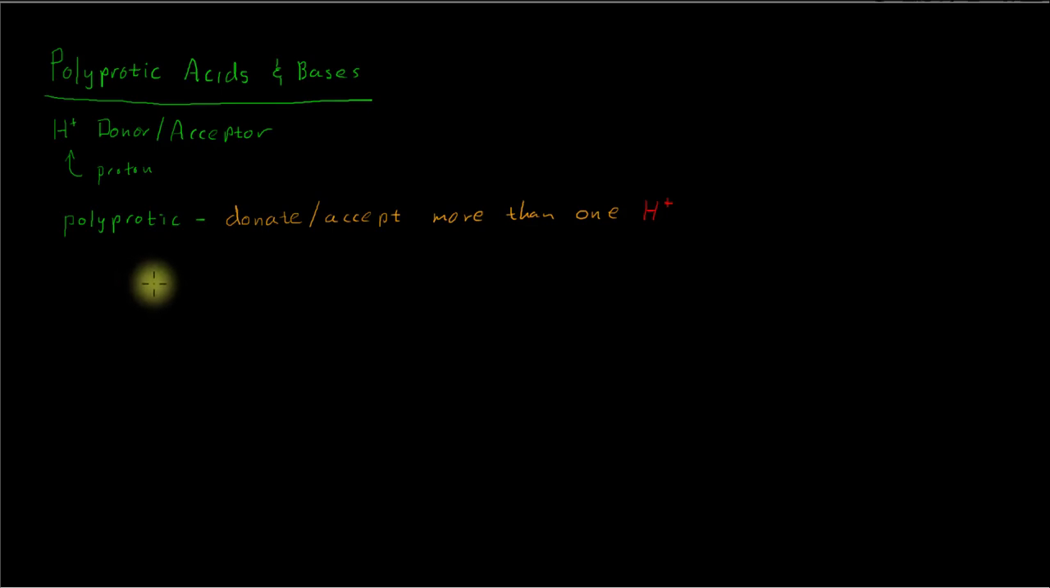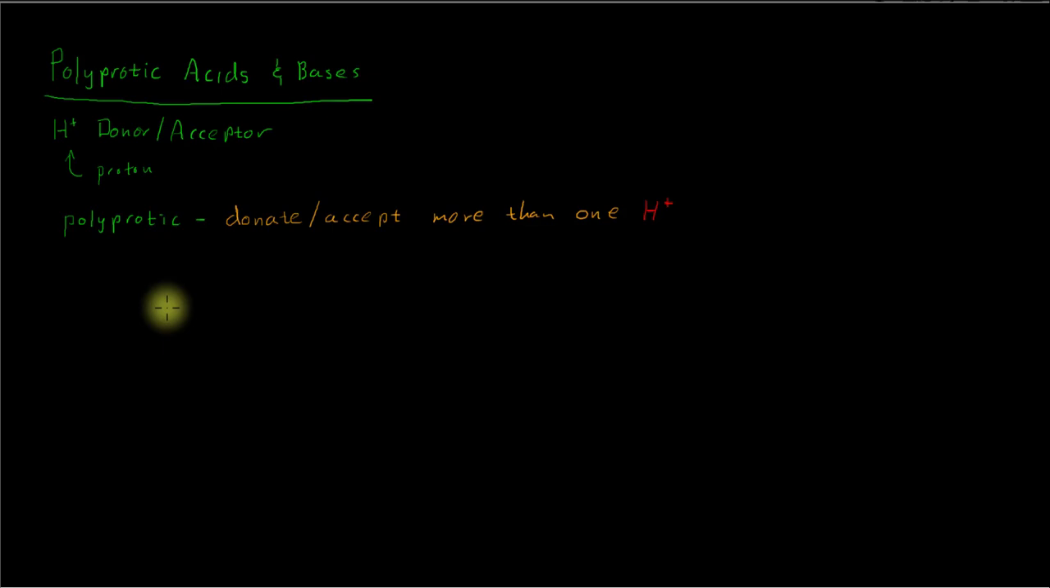So this video is about polyprotic acid and base equilibrium, an introduction to the topic. So you remember that according to Bronsted-Lowry, acids and bases are proton donors or acceptors, right? So H+ again is our proton, that's the acidic species. And so we're transferring those protons back and forth, and that's the characteristic of acid and base reactions.